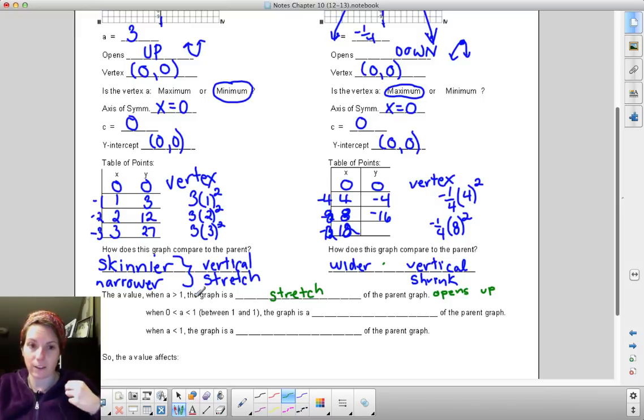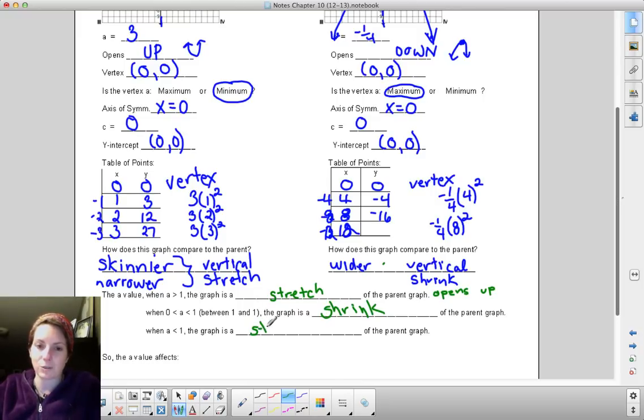In general, when a is greater than 1, the graph is a stretch of the parent graph. When a is between negative 1 and positive 1, the graph is going to be considered a vertical shrink of the parent graph. So if it's fractional, whenever we have that fractional value. And when a is less than negative 1, so again, we go back to that whole number, bigger than 1, we're going to go back to stretch. But now that the a value is negative, instead of opening up, my graph is going to open down.